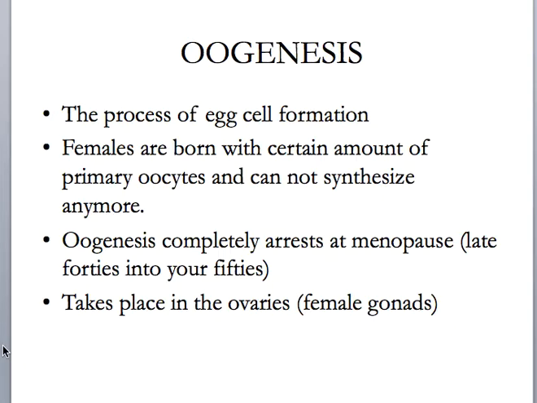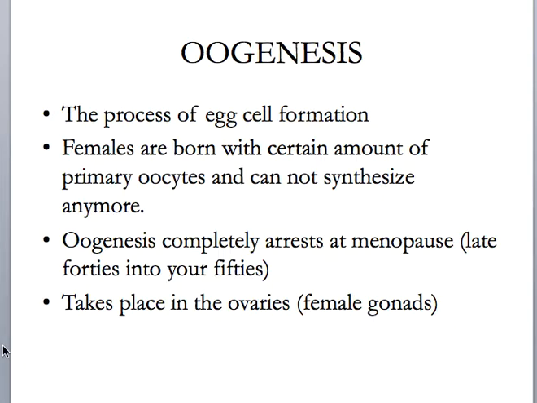And so oogenesis would be analogous to spermatogenesis. And in spermatogenesis, we saw one diploid spermatogonia developing into four haploid genetically different spermatozoa, right? So we go from one diploid, four haploid, all genetically different. With oogenesis, we are going to go from one diploid oogonia, which would be the stem cell, to just one viable haploid genetically different daughter cell.